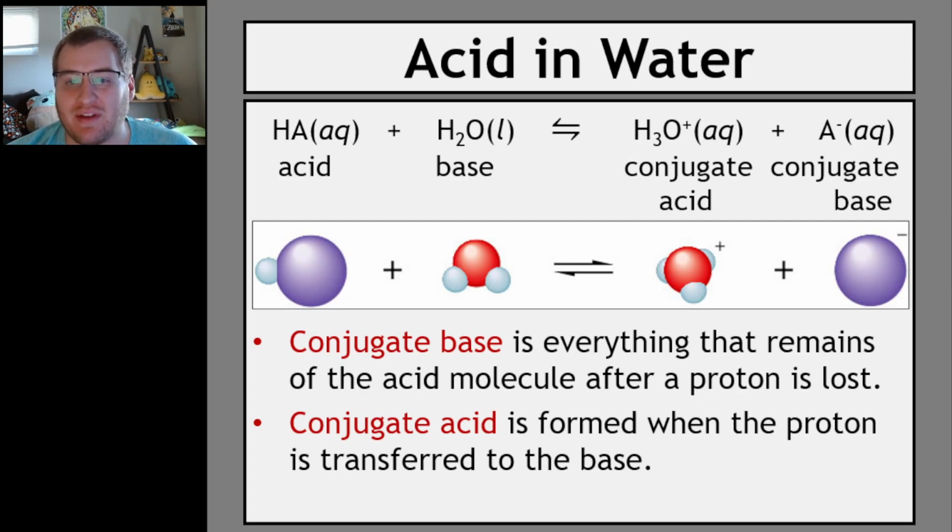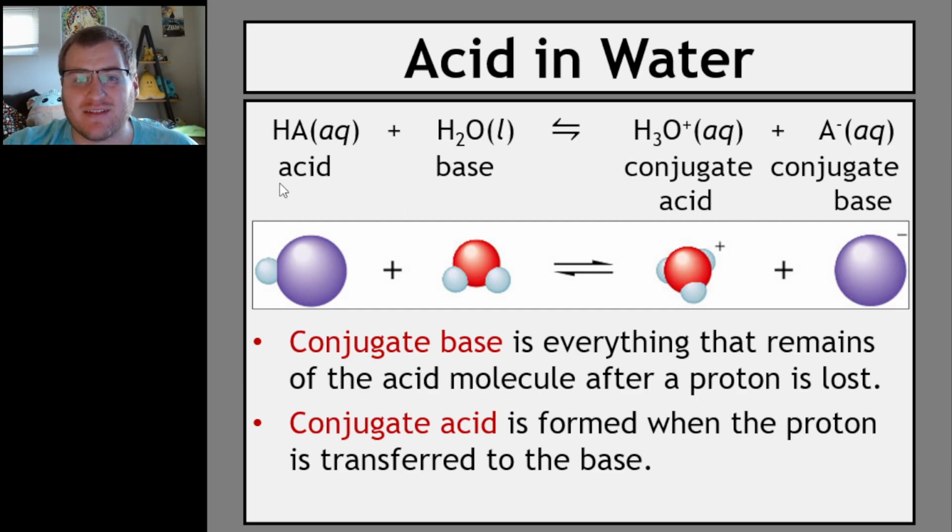Conjugate base is everything that remains of an acid after you lose the proton. Conjugate acid is formed when a proton is transferred to the base. Anytime we look at an acid and base reacting to each other, we can find the conjugate acid-base pair. So it's basically just things that look really similar. H2O and H3O plus are almost identical. They're off by a single H plus.